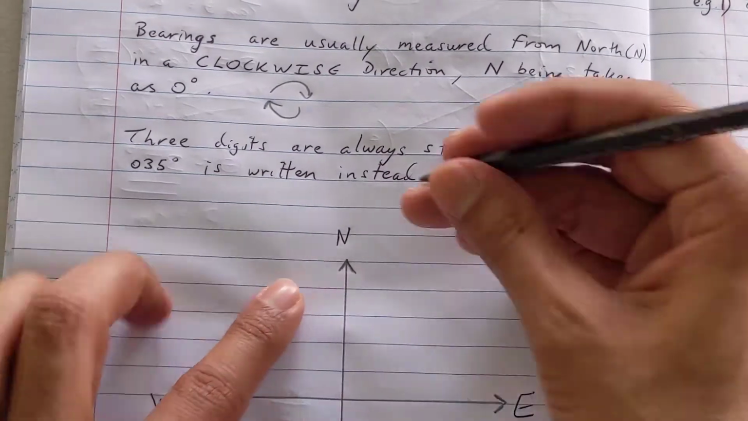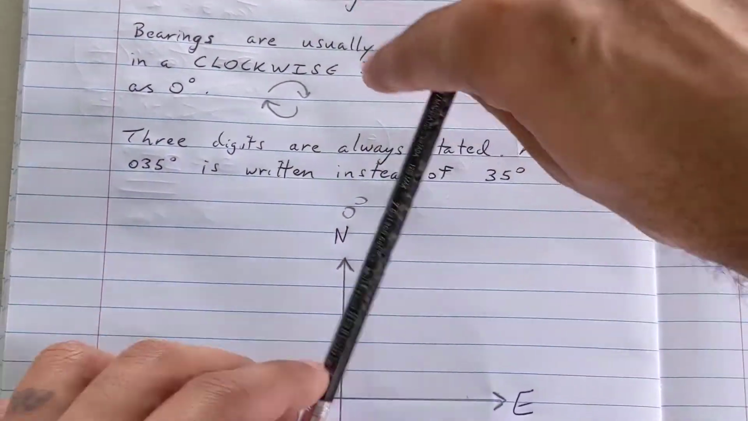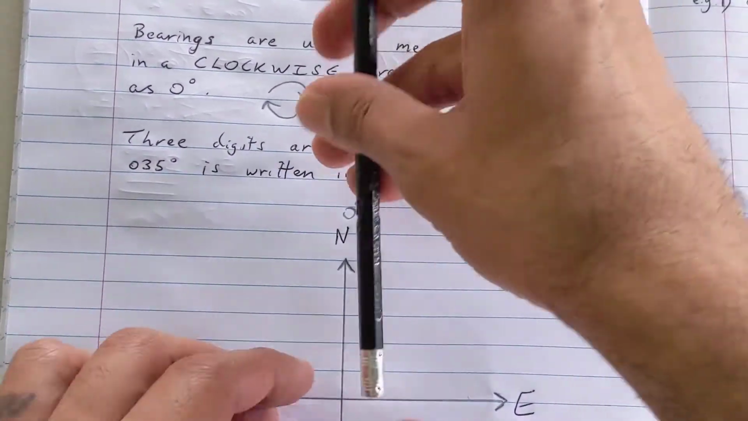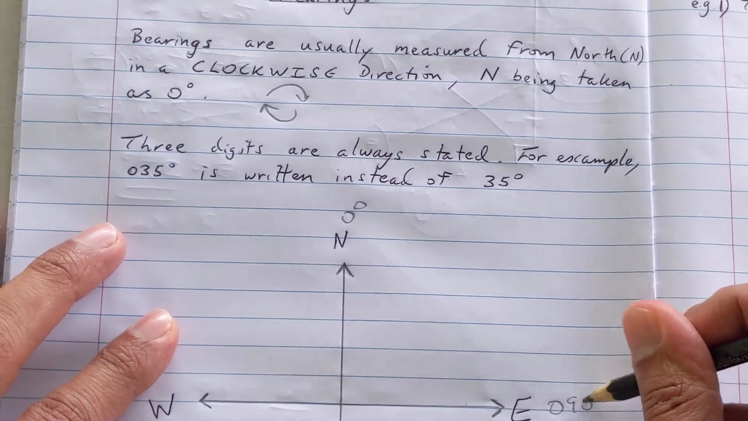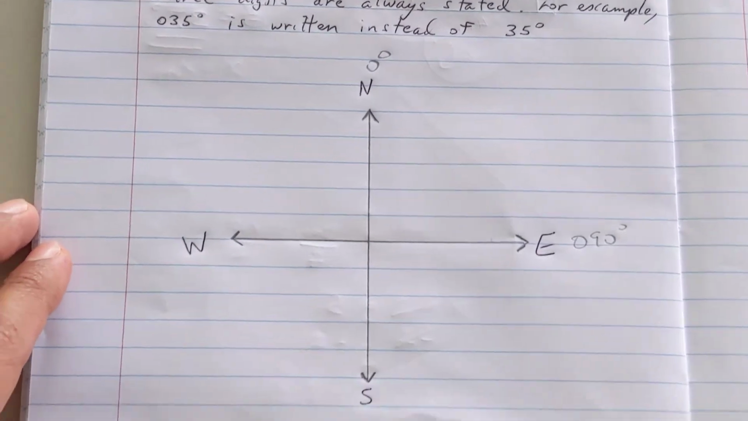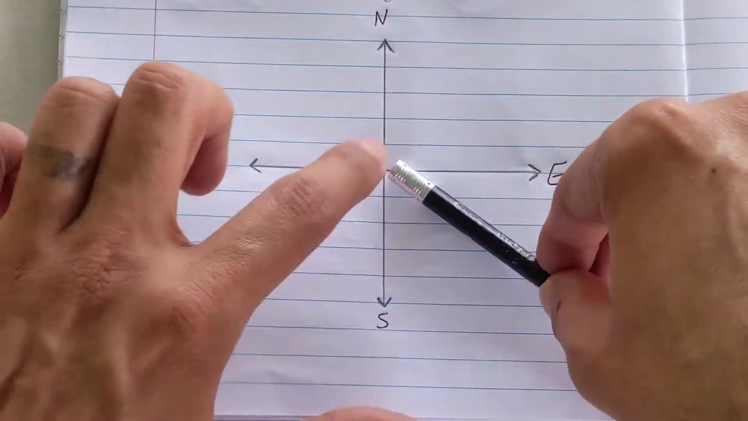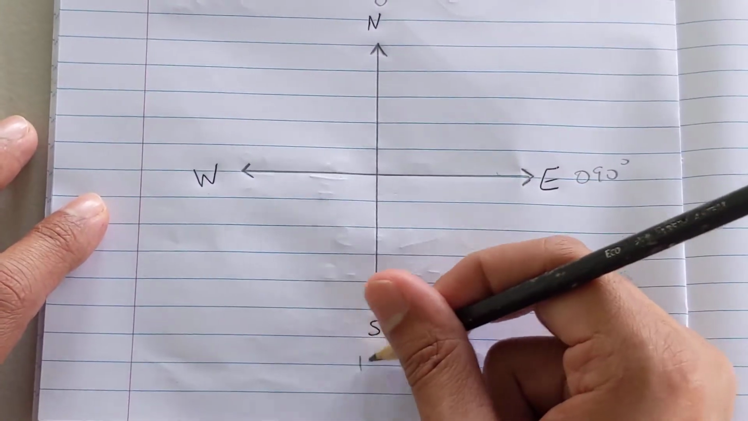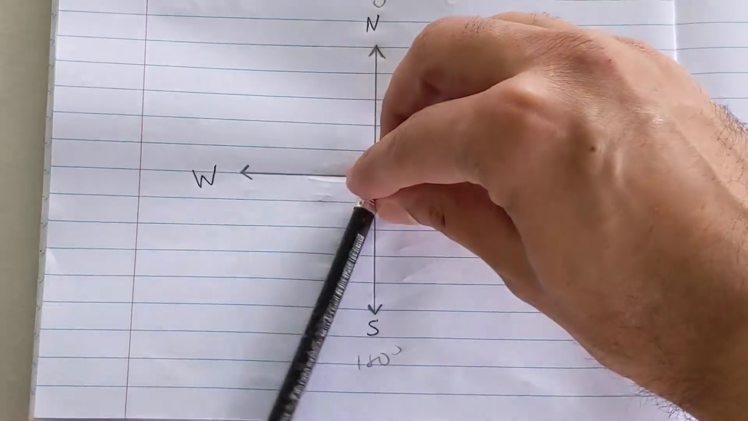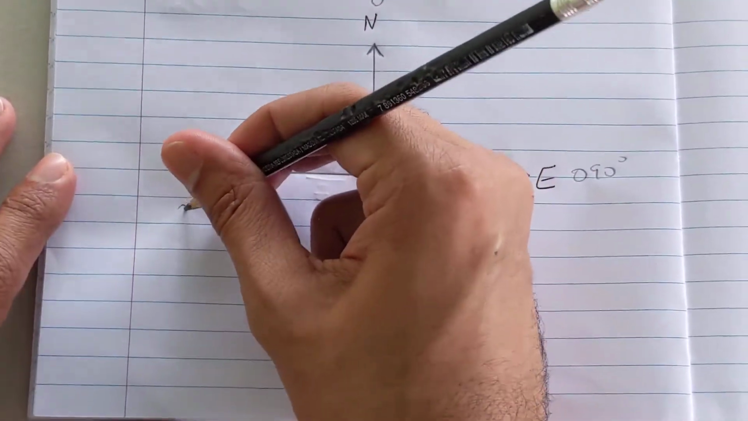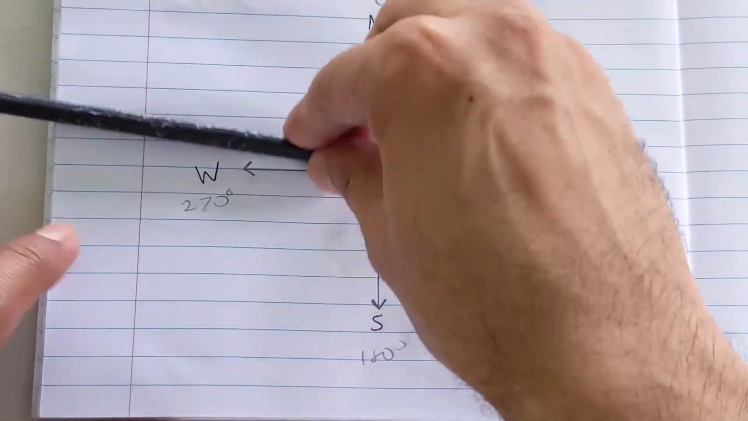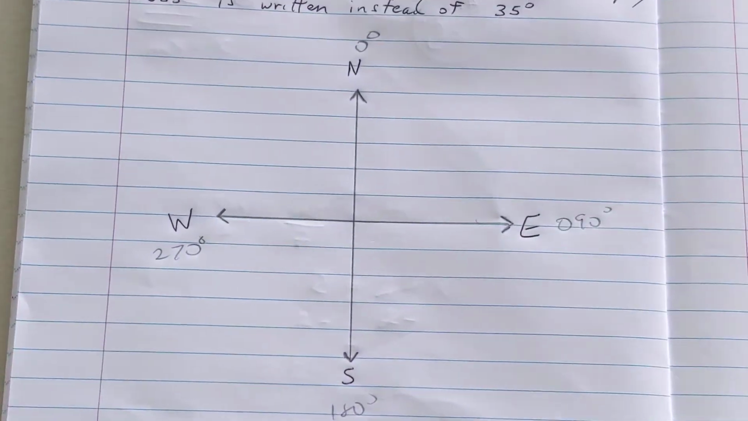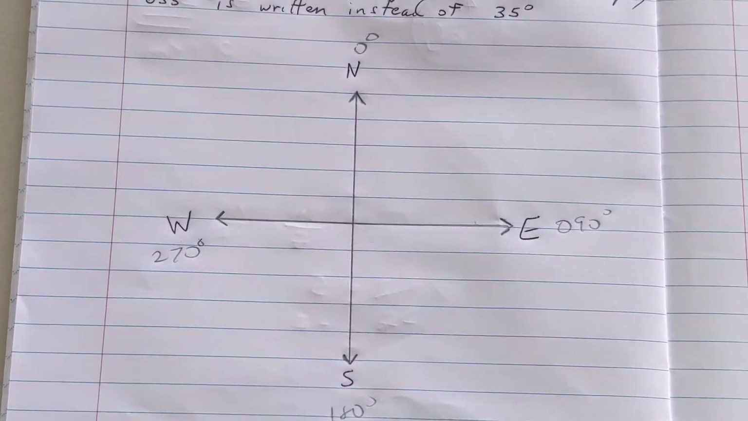So let me start. If north is 0 degrees, as we turn, by the time we reach east, east will be 90 degrees, and again they will stay 3 digits. And again, we keep turning about this central point here. South is really 180 degrees. And we keep turning, west will be 270 degrees, and by the time we reach back to our starting point, we cover the full circle, which is 360. So that's how the bearings would work.